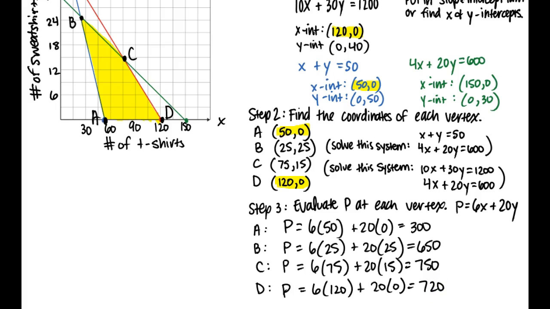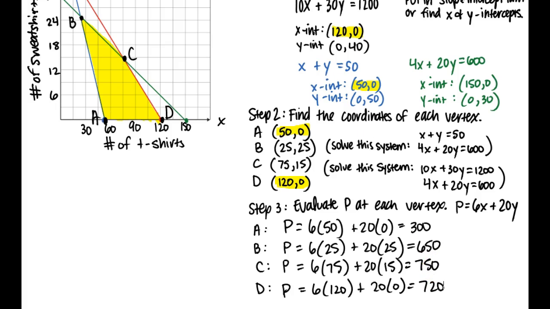So like I said, I'm just using the coordinates of the vertices that I just discussed in step 2 and substituting those in for the objective function equation p equals 6x plus 20y. And now we can see which coordinate maximizes the profit in this situation. So you can see that the greatest value is at coordinate C because we have p equals 750.